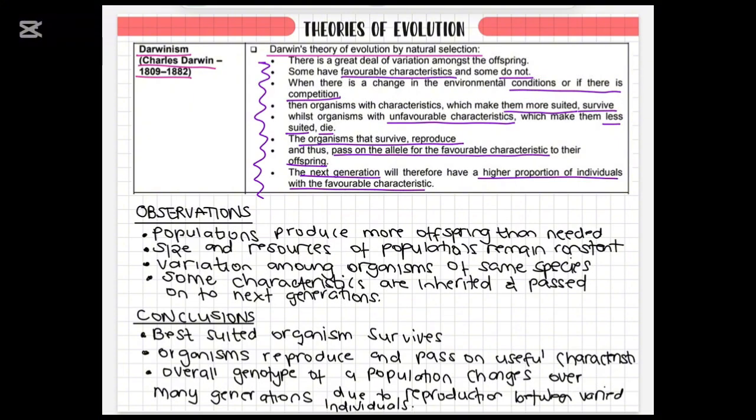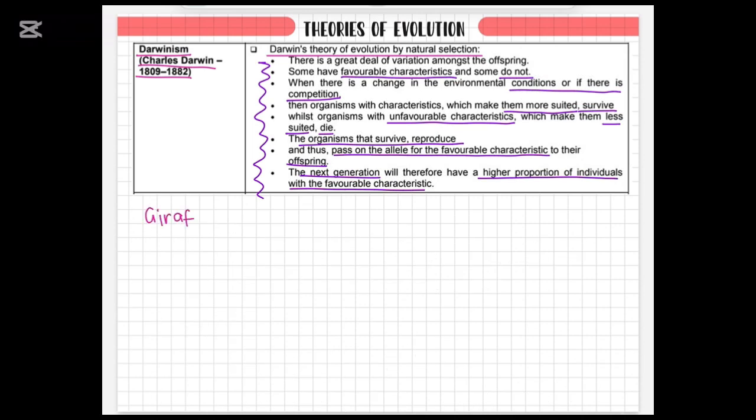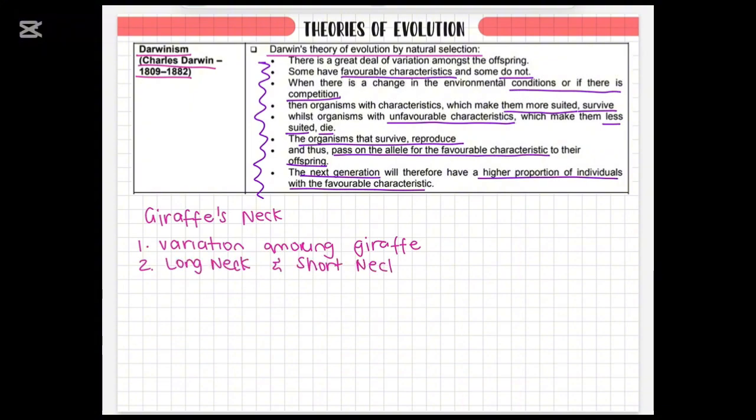I was just highlighting the key important parts that you need when you answer questions about the theory of natural selection. So we can do the same and look at the neck of a giraffe. Darwin talks about variation among giraffes. So that's the first point. We must also mention that variation: some have long necks and some have short necks.